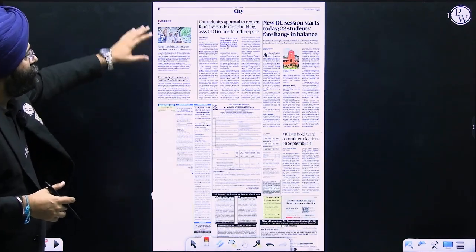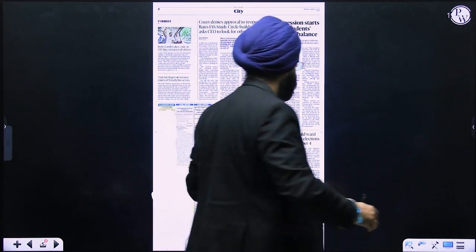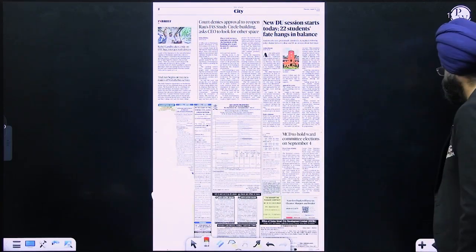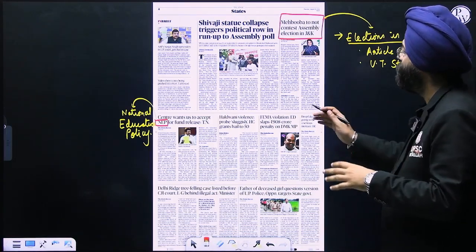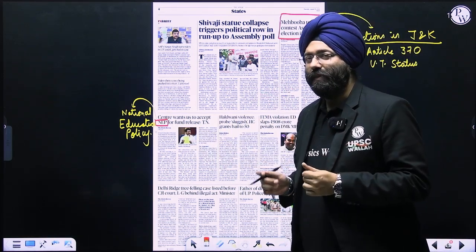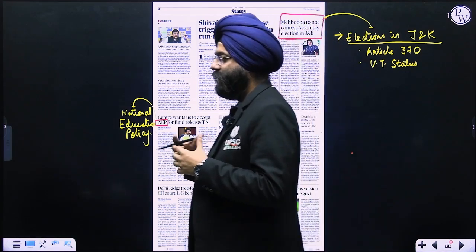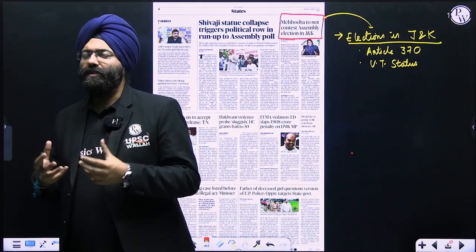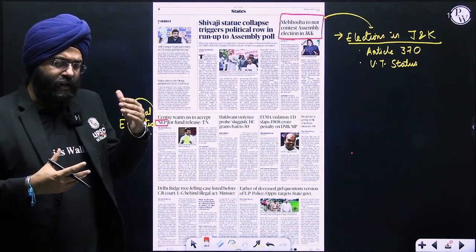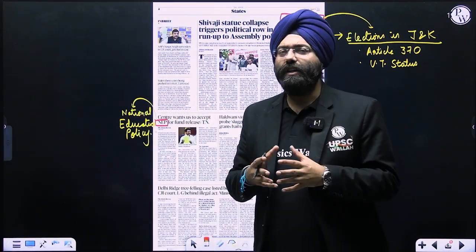If we go to the other page, obviously there's a city page. It might not have any major issues that we concern for the civil services examination. Now see, there's a mention of NEP, National Education Policy. We know that national education policy and aspects related to social justice have been mentioned in your GS paper 2. It can also be asked in GS paper 3, relating to various topics.